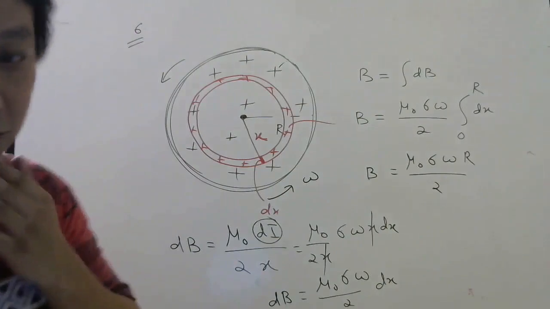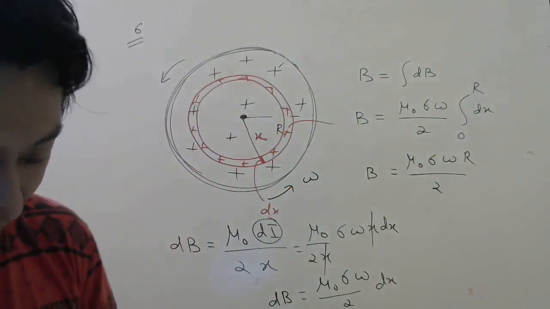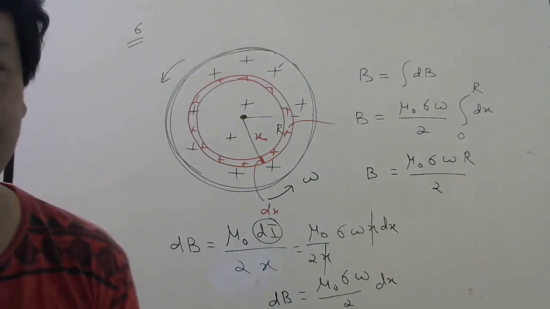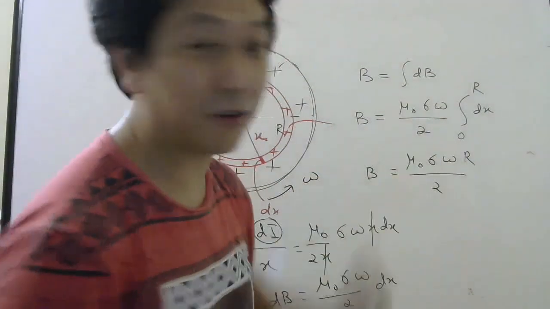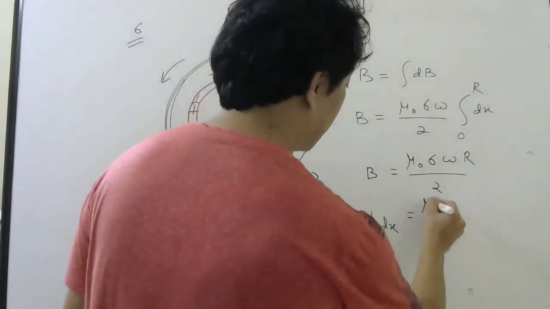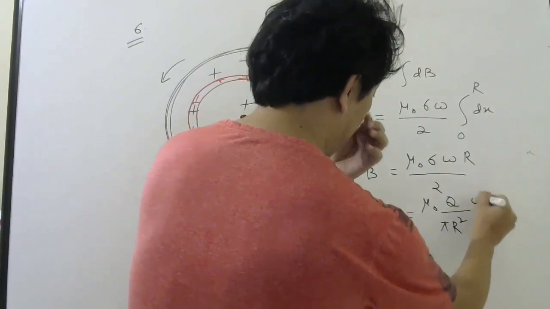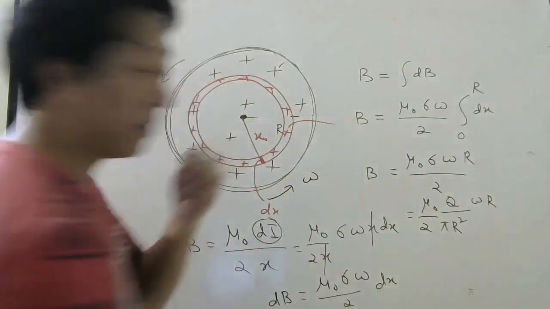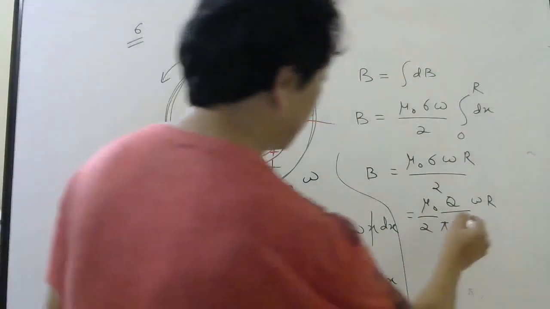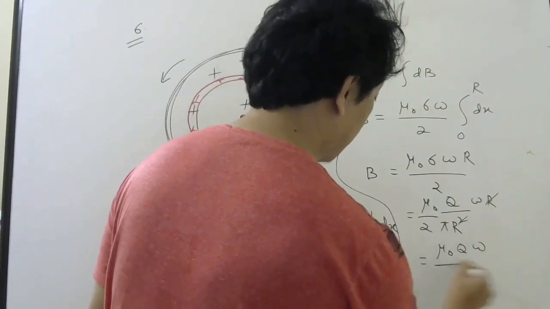Now you may think, oh, that means B is proportional to R. But here in the question they told, if we keep the amount of charge and omega constant, you have to write in terms of charge. So how to write in terms of charge? What is sigma? Total charge by total area, pi r square. So one r will cancel, and it will be mu naught q omega by 2 pi r.